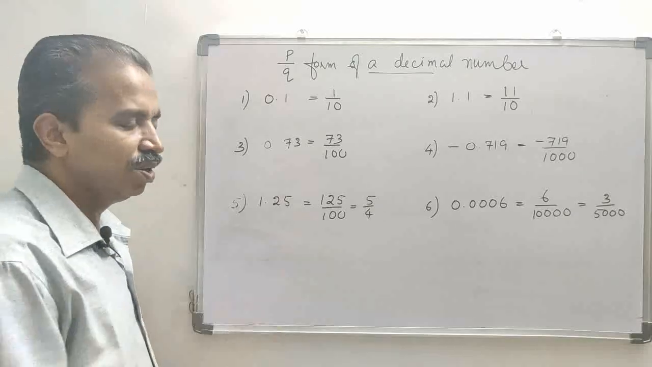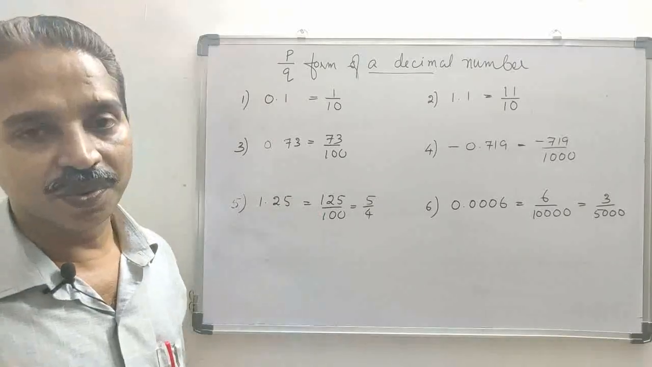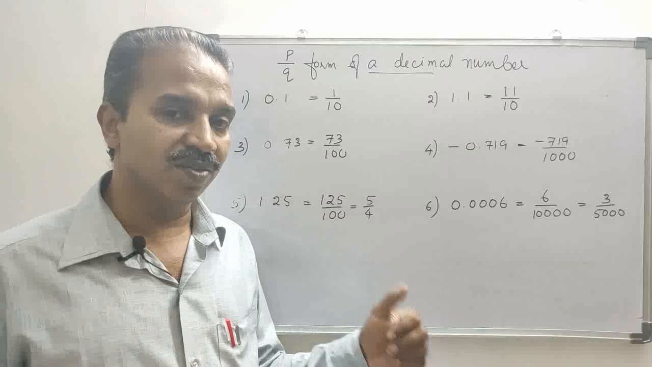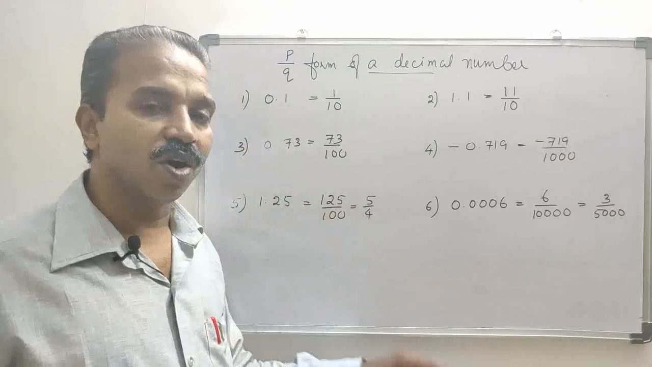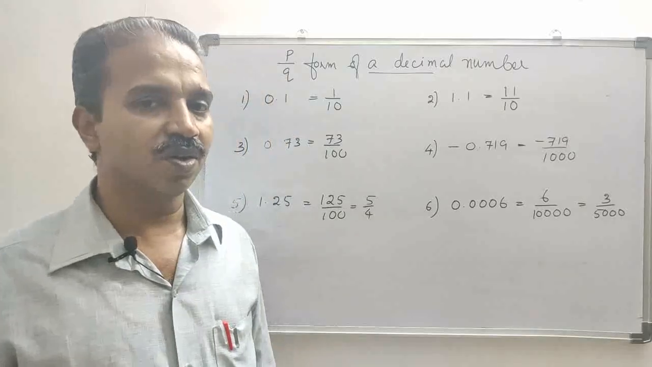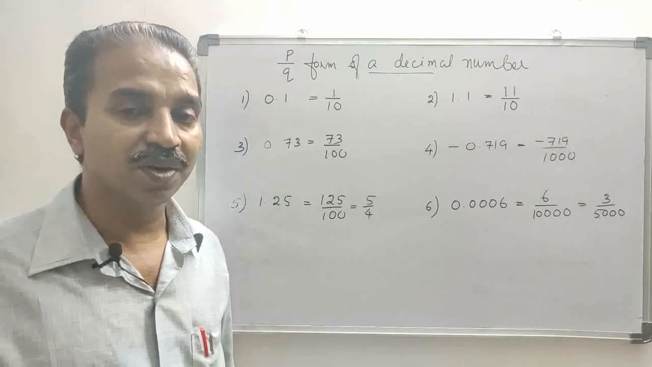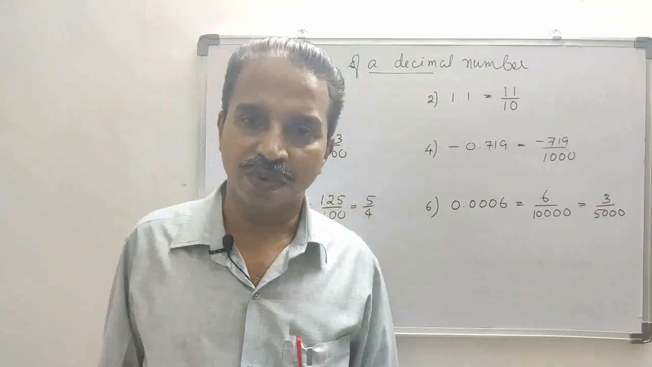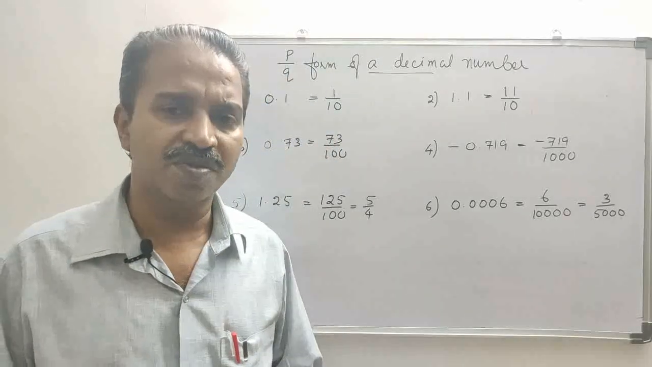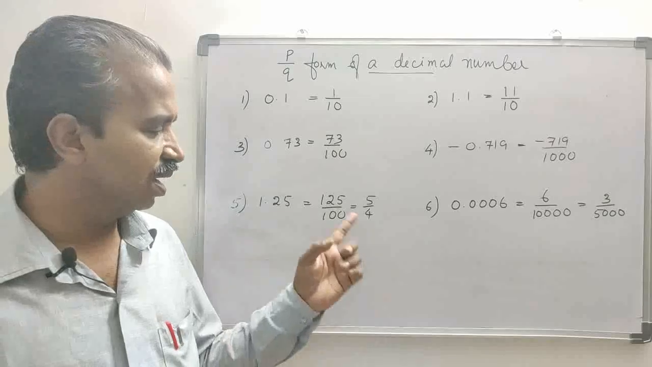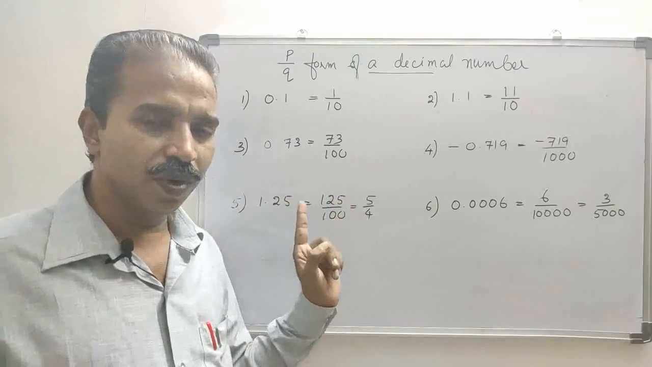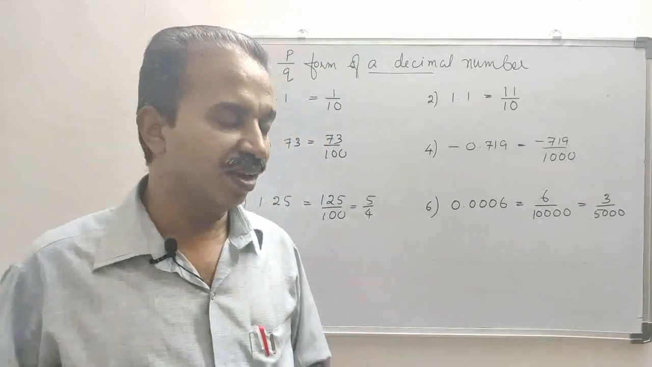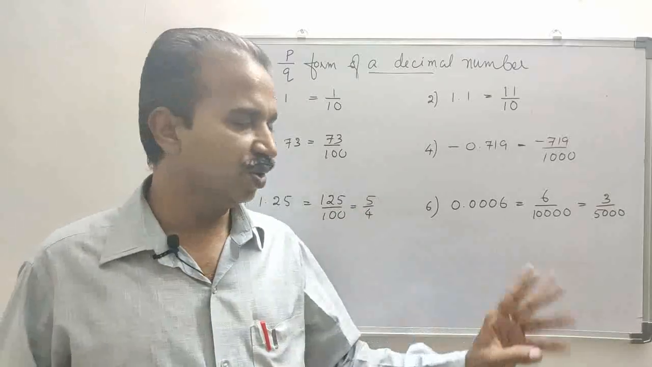In the fifth one, 1.25, number without decimal point is 125. That is the numerator. Denominator is 100 as there are 2 digits after the decimal point. But there is a common factor. 25 is a common factor, common in numerator and denominator. Both numerator and denominator are divided by 25. We get to the reduced form 5 upon 4. Instead, you can cancel prime factors: first we cancel 5, we get 25 upon 20. Then again 5 is common in numerator and denominator. When you cancel it, we get 5 upon 4. Like that also we can convert to reduced form.